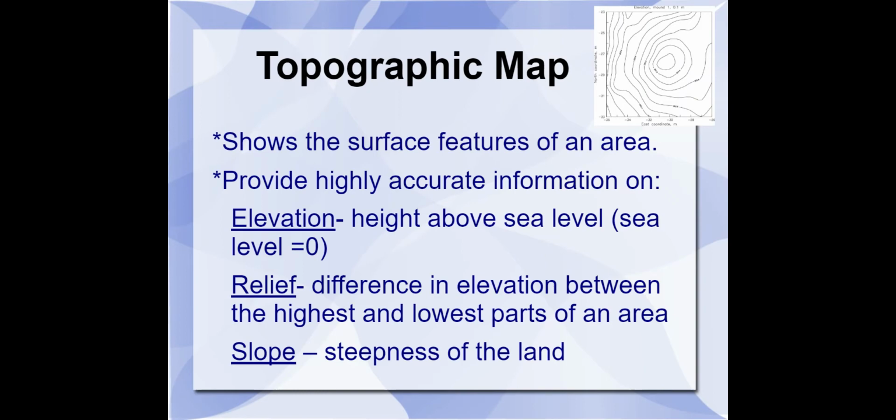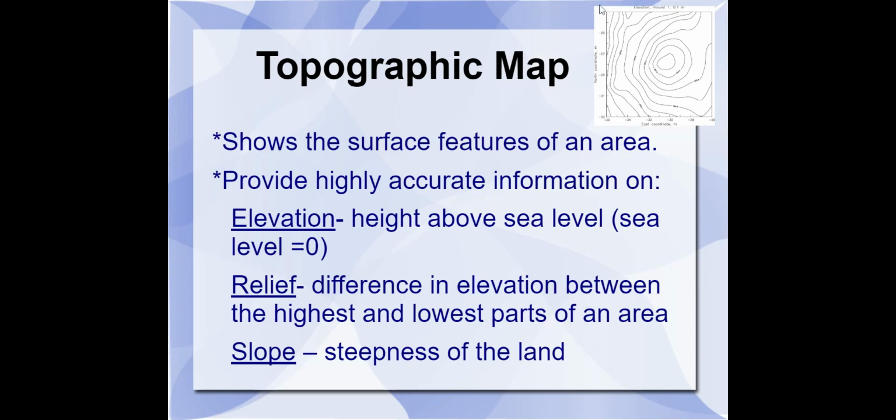So topographic maps show topography in an area, or the surface features that you can see in that area. They provide very accurate information on the elevation, relief, and slope. Elevation is just the height above sea level. Relief is that difference in elevation between the highest and lowest part in that area. And then the steepness of the land is the slope.